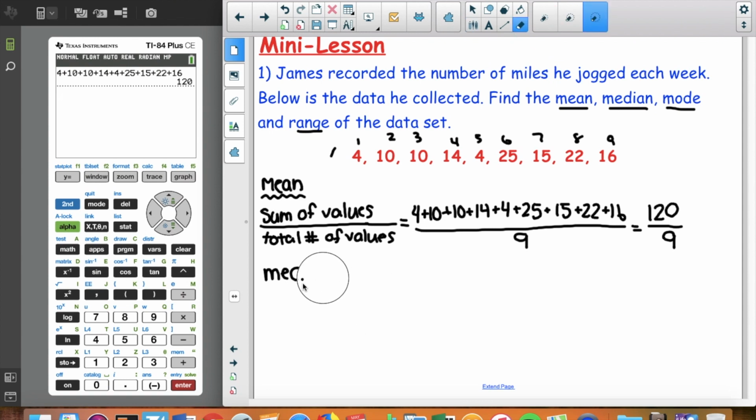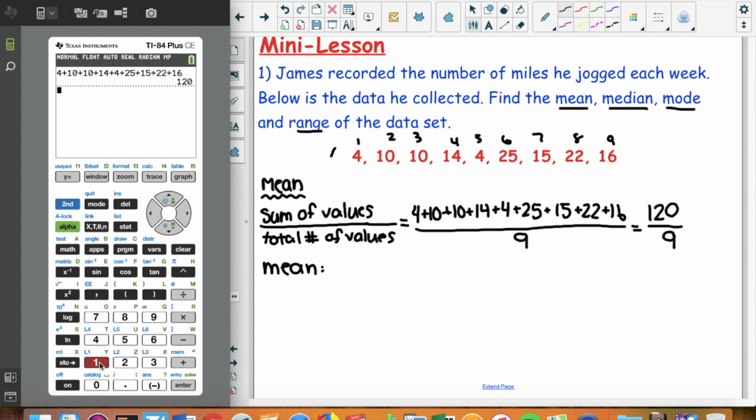Actually, I don't want to use equal. Sorry, guys. So the mean, so we have to do 120 divided by 9. And we get 13.333333333333. Now, we don't want to write this number as is because the question didn't tell us to round, okay?